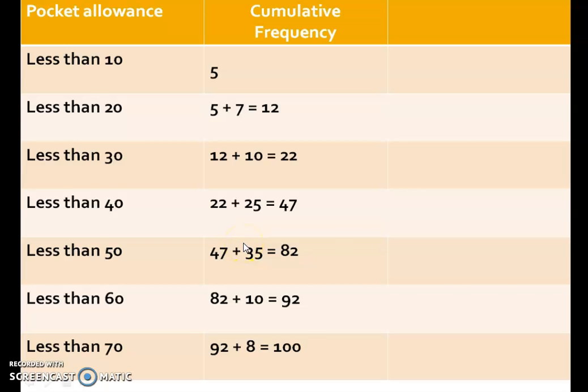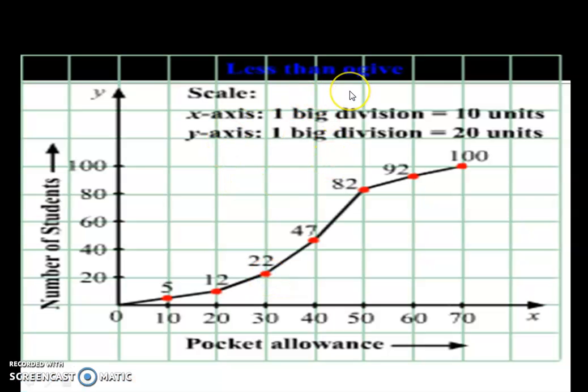Now let's have a look. So this is how the less than ogive will look. In the x-axis we are representing the pocket allowance. In the y-axis we are representing the number of students, and the scale is: along the x-axis 1 division is equal to 10 units, and along the y-axis 1 division is equal to 20 units. So less than 10 it was 5 students. Less than 20 it was 12 students. Less than 30 it was 22 students. And it goes on.